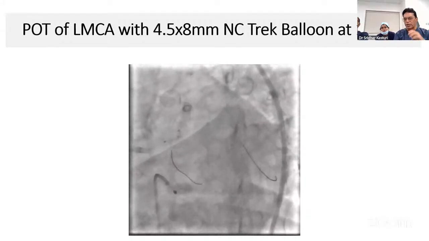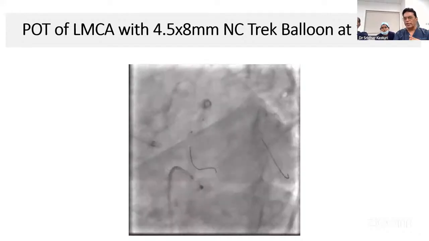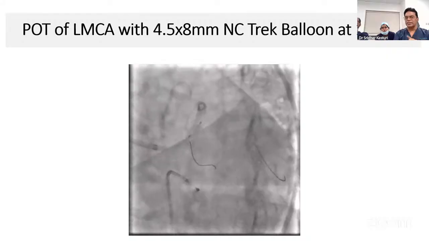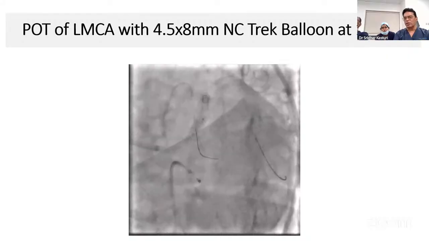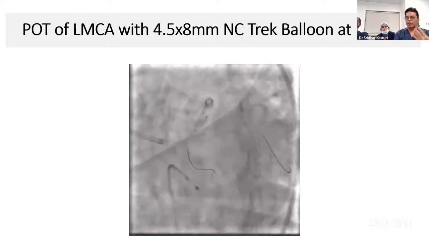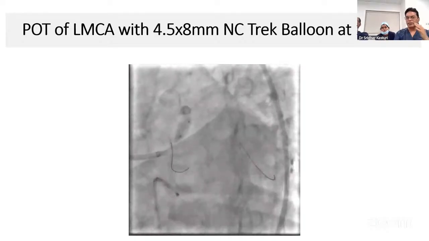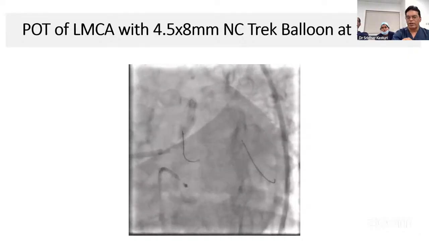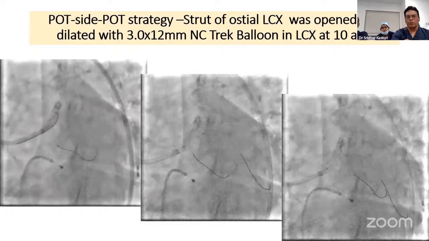Especially before POT, if you are removing the jailed wire, it may go and hit the proximal border and it can lead to LSD. Once LSD takes place, it is very difficult to cross most of the time. You have to take an ultra profile balloon, dilate it, then a bigger balloon, graded dilatation. That's how you have to manage it. So POT was done using a 4.5 x 8 mm balloon, 12 atmospheres.